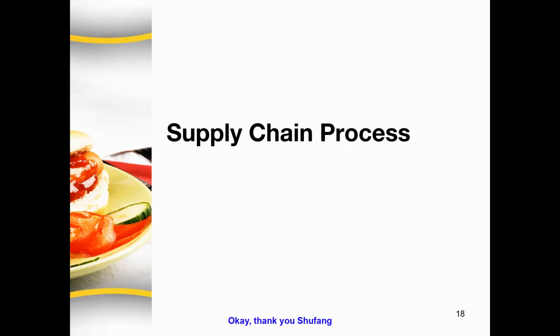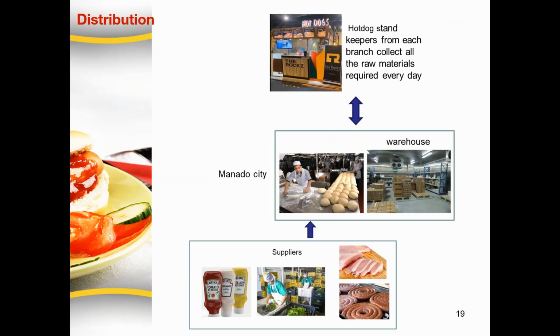Okay, thank you, Shufang. I will continue our presentation about the supply chain process in ROCKZ products. ROCKZ's manufacturing facility is located in the Maumbi neighborhood of Manado, North Sulawesi province in Indonesia, and their warehouse is housed in the same location, and all of the raw materials are kept in the freezer. They buy sausage and chicken fillet from the supplier.